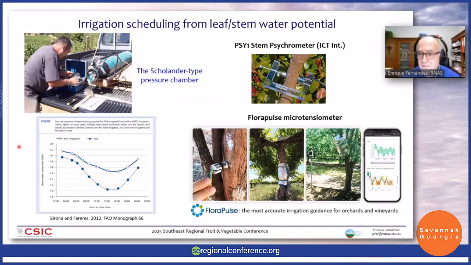But you can imagine that this is very expensive. You need somebody, a specialized technician, you need the apparatus, a vehicle, so this is very expensive. This is not practical at all. The good news is that very recently a couple of sensors have been developed which work continuously, automatically, and they send you the data, the outputs, to your mobile phone or your tablet or your computer. So this facilitates very much the use of this variable, leaf or stem water potential, to schedule irrigation.